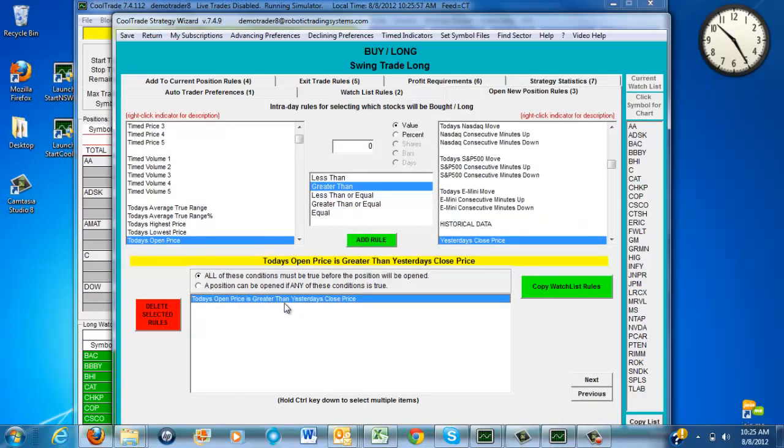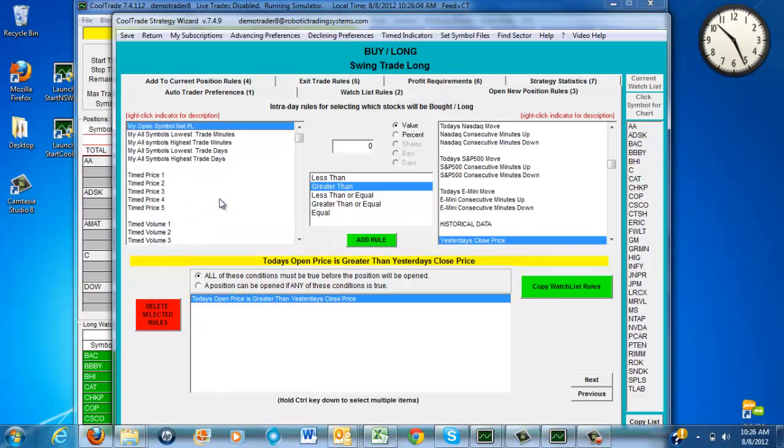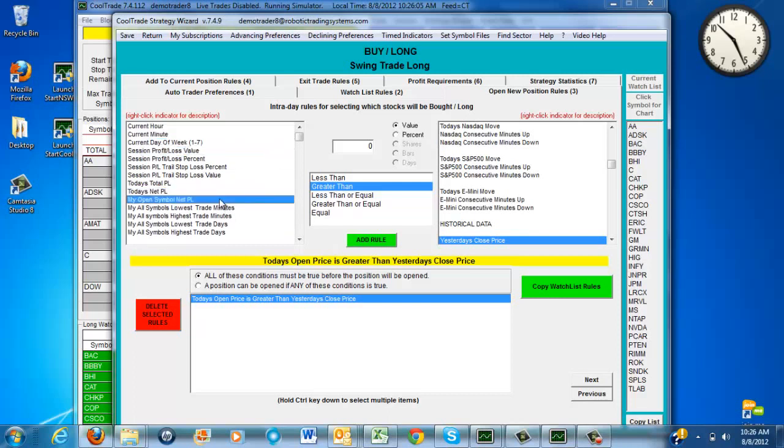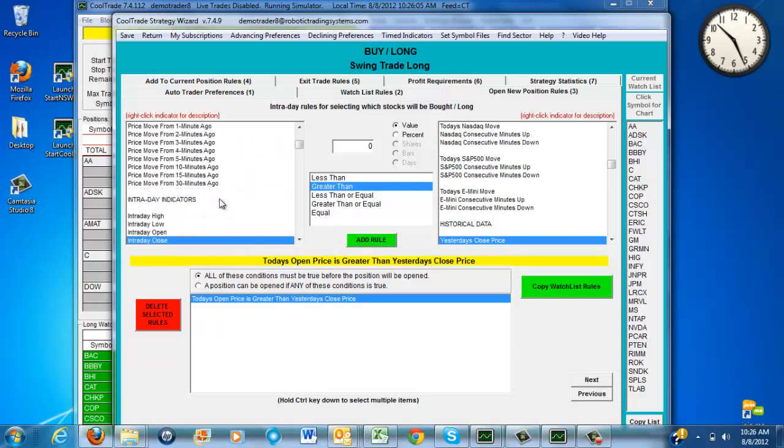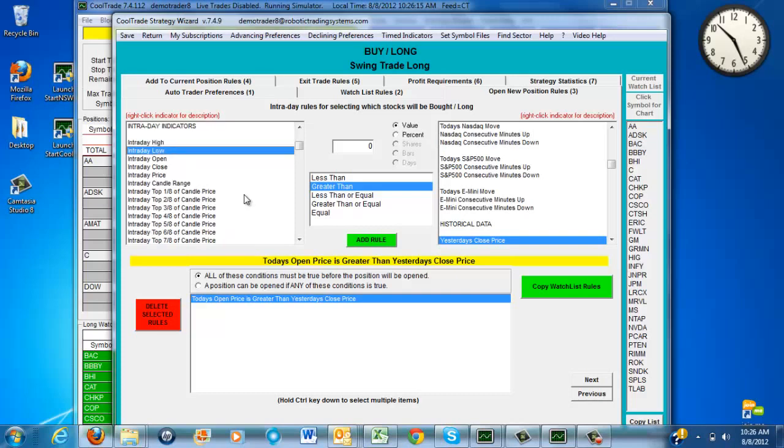So then we go over to the open position rules, and we have a very simple rule here. Today's open price is greater than yesterday's close price, but you can get as complicated as you want with the rules. There's over 500 indicators in here, and you can do whatever you'd like to do, as well as intraday indicators as well, which are all here and can be used.